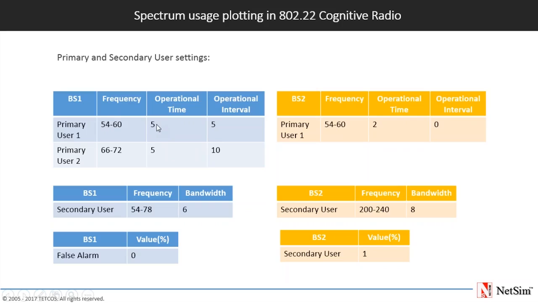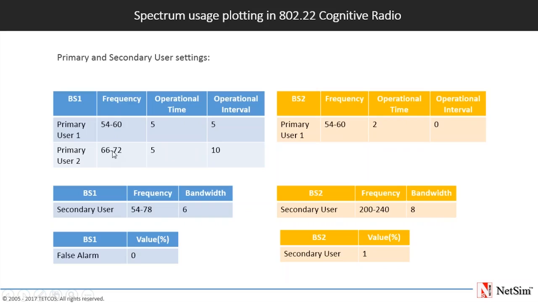These are all available in NetSim for the users to set the way you want. And then the primary user has something called operational time and operational interval. Operational time is the time at which it is on, and operational interval is the time at which it is off. So in the first case, the first primary user operational time is 5 and operational interval is 5. That means it'll be idle from 0 to 5, and then it'll run from 5 to 10, then it'll be idle from 10 to 15, then it'll run from 15 to 20 and so on.